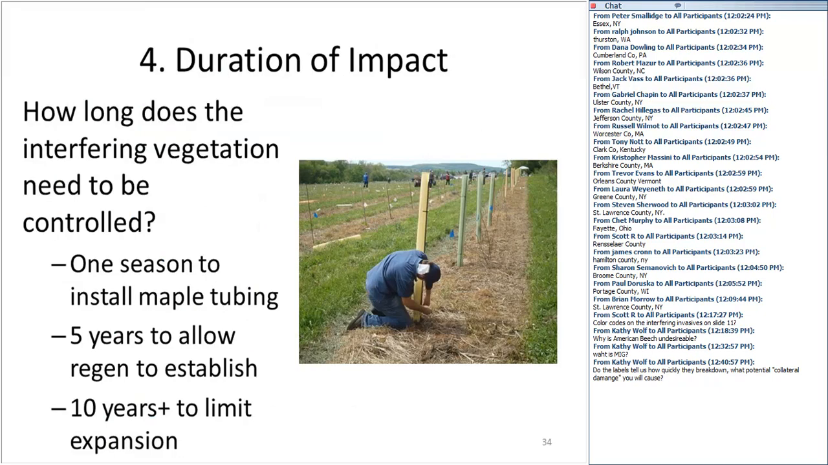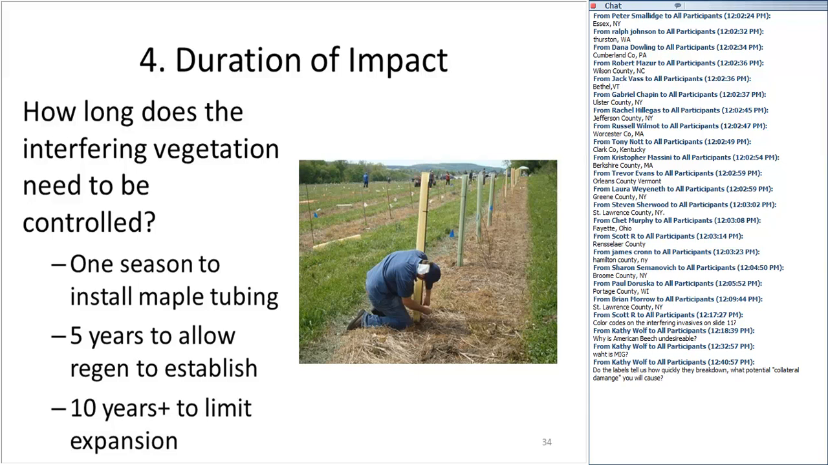Okay, the fourth parameter we want to look at is the duration of impact. So how long do we want to be able to have an influence on the vegetation that we're trying to control? It may be that we're installing some maple tubing and we have a need to control it for one season. So if that's the case, and depending upon the biology of the plants, we could go in with a brush saw and cut paths in order to put that maple tubing in. It may be that we want to establish some regeneration, and we think that we have a 5-year window over which we'll be able to establish plants and get them up and growing, whether we're planting them as you see pictured or doing it through natural regeneration.